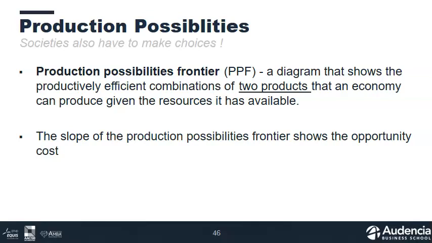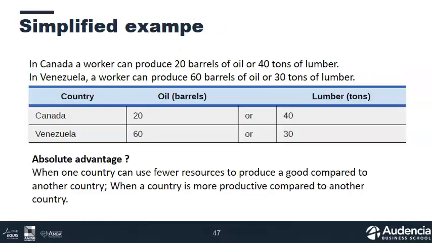But it shows us what happens if, as a society, we have to make choices of what we produce. We only have a certain amount of natural resources. How do we use them? And the production possibilities frontier tells us, if we use our resources to the max, what can we produce? That's the frontier, the limit. So here's a simplified example.